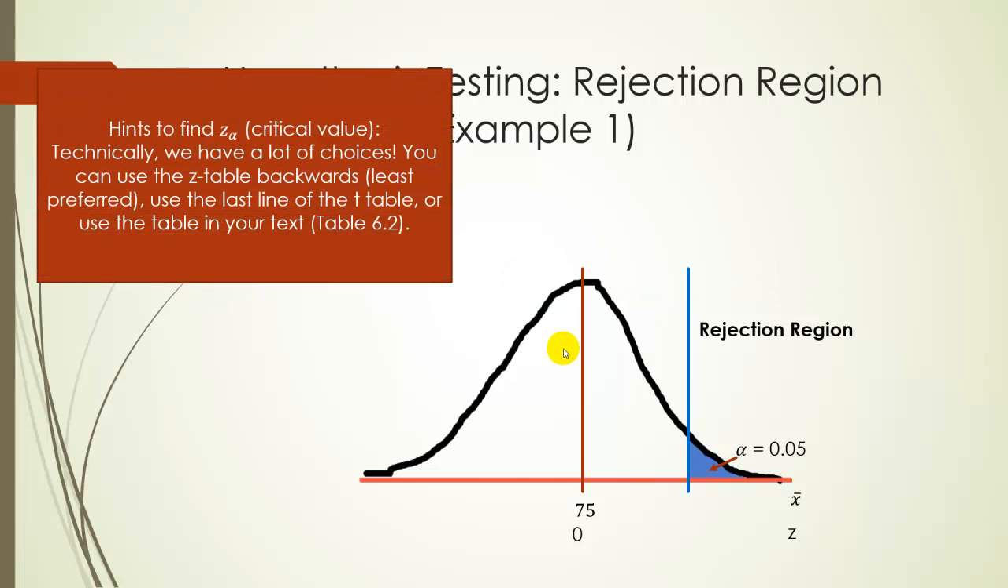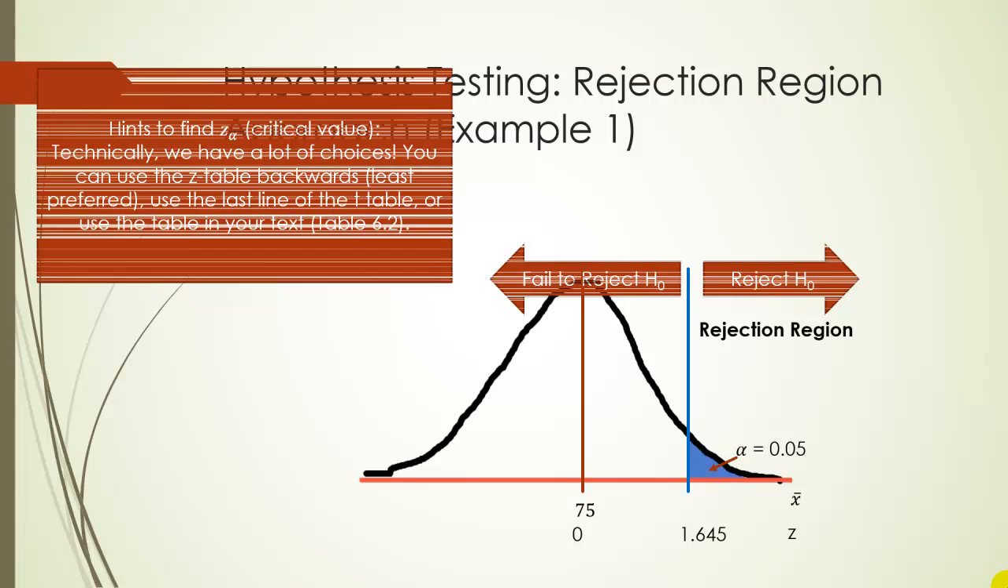All right, so I'm going to do that, and I get 1.645 for my Z alpha, my critical value. I'm going to reject H0 if our test statistic falls in that rejection region to the right, and I'm going to fail to reject if it falls to the left.